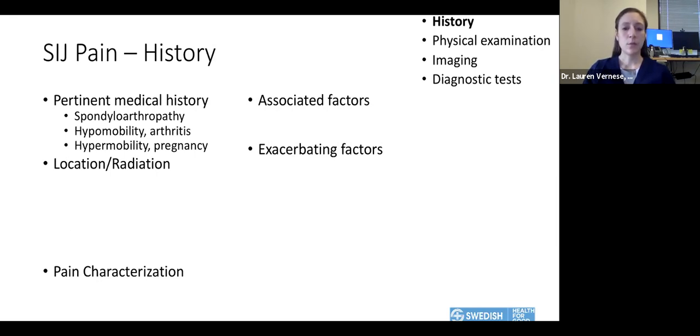Then I'm also looking for someone with hypermobility. So someone who's currently pregnant or recently pregnant. I'm also looking for a history of, were they a gymnast? Are they really good at yoga? Not just doing yoga, but really, really good and can get into all sorts of positions. And then do they have a history of dislocation in other joints? Because I might be thinking they have something called benign hypermobility syndrome.